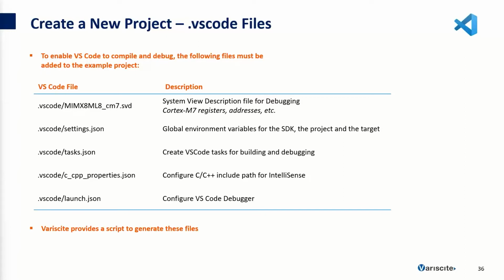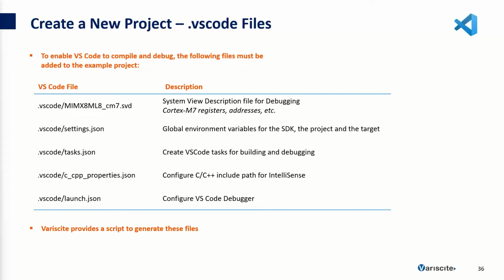The first file is a .svd file, or a system view description file, for debugging. This provides the Cortex-M7 registers and addresses to VS Code and Segger J-Link. We need to create a settings.json file. This, again, just has global environment variables that will be used by the SDK as well as the project. There's a tasks.json file. We use this file to override and extend VS Code's built-in tasks for building and cleaning projects.